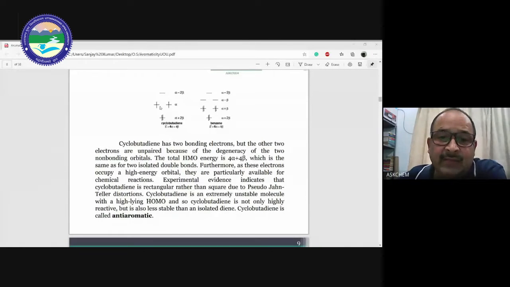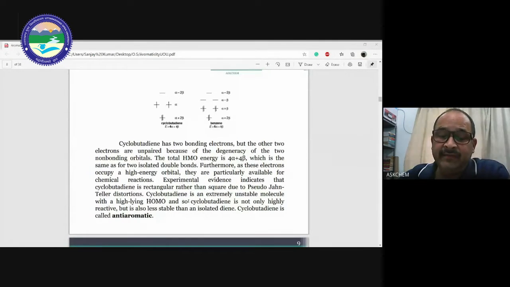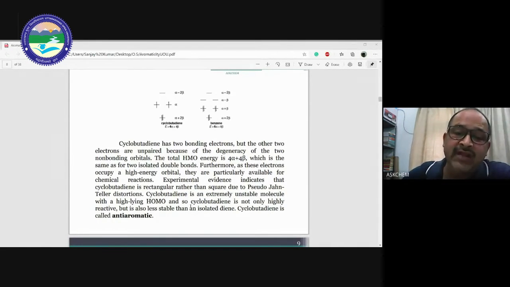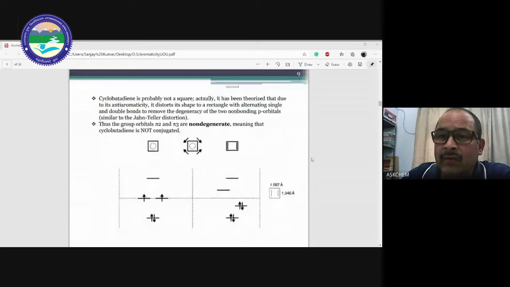So cyclobutadiene is an extremely unstable molecule with a very high lying HOMO, highest occupied molecular orbital, that is the triplet electrons in the alpha level. And so cyclobutadiene is not only highly reactive, but is also less stable than an isolated diene. It's less stable than an isolated diene. So by that pi energy calculation, if the cyclized diene or polyene is of less stability in comparison to the open chain, then the compound is anti-aromatic. So this compound is declared to be anti-aromatic. Now we will look into some more details of cyclobutadiene.